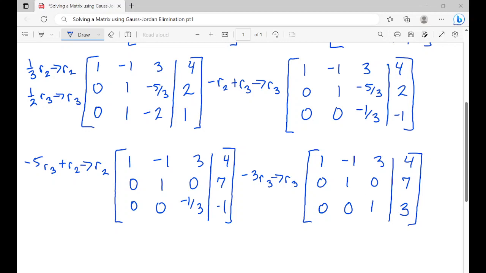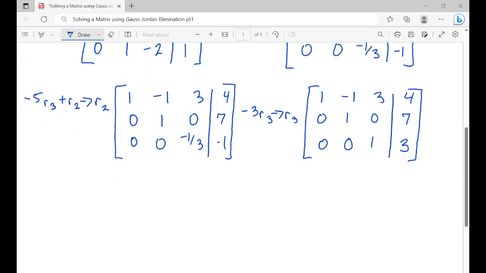So things are looking good, but I still got to get these last two entries here to be 0. So I'm going to multiply row 3 again by a -3 and add it to row 1 to get a new row 1. So -3 row 3 plus row 1 gives me a new row 1. So that means rows 2 and 3 stay the same. So 0, 0, 1, 3, 0, 1, 0, 7.